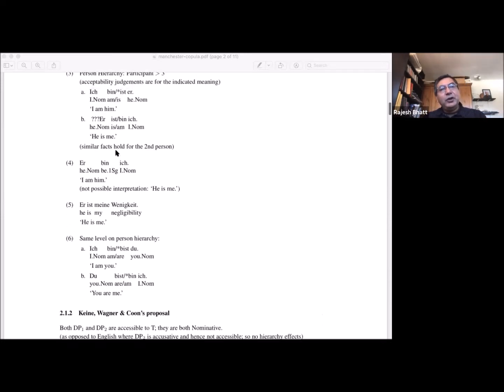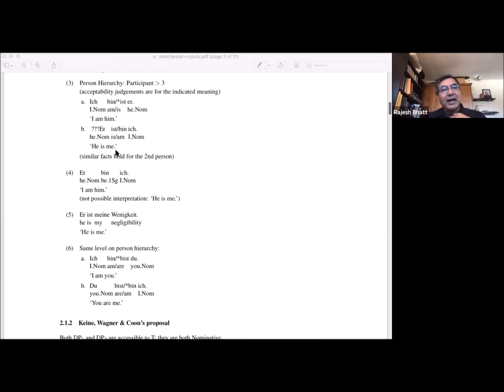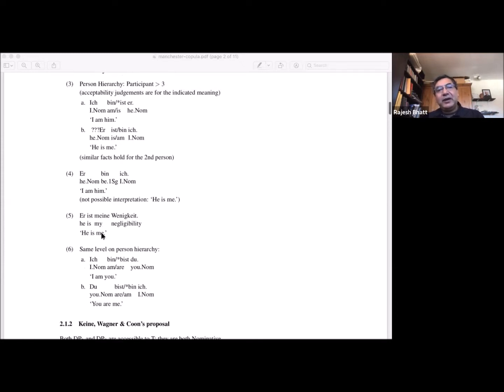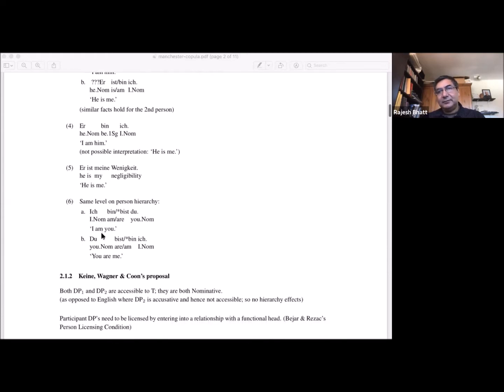One additional thing I should point out is that this string in 4 is in fact possible. That's because German is a V2 language and you can topicalize. So this still only means I am him. This does not have any interpretation where 4 means he is me. There is a way to express the thought in 3B, a slightly indirect way of saying that, and that's in 5. But that's not what we're going for.